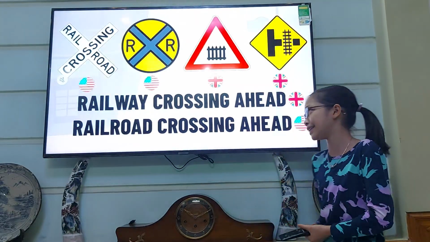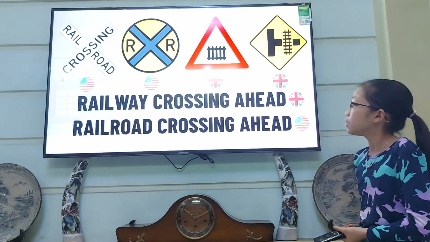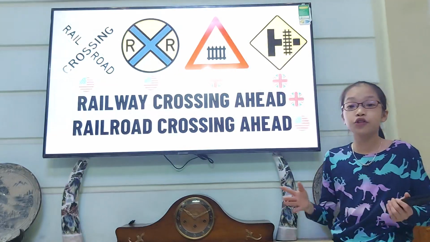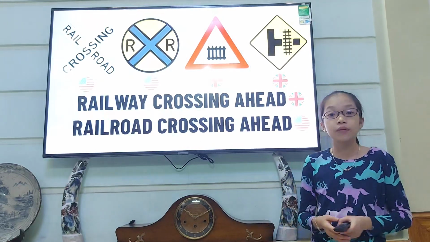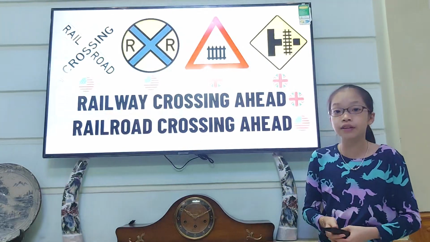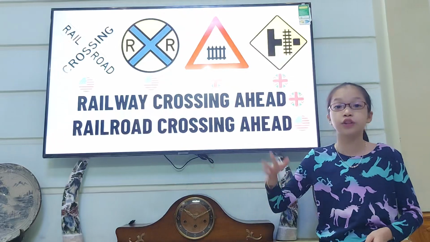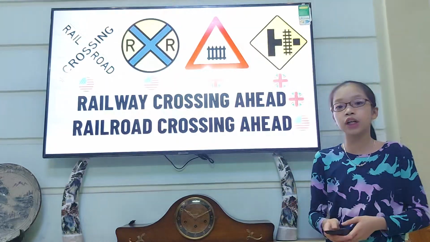Same, right? Yeah, same. So it will be the train. The train often rides in the railroad, the railway. So it will tell you that there's a railroad ahead and there's a train coming up. So you should be careful about that.